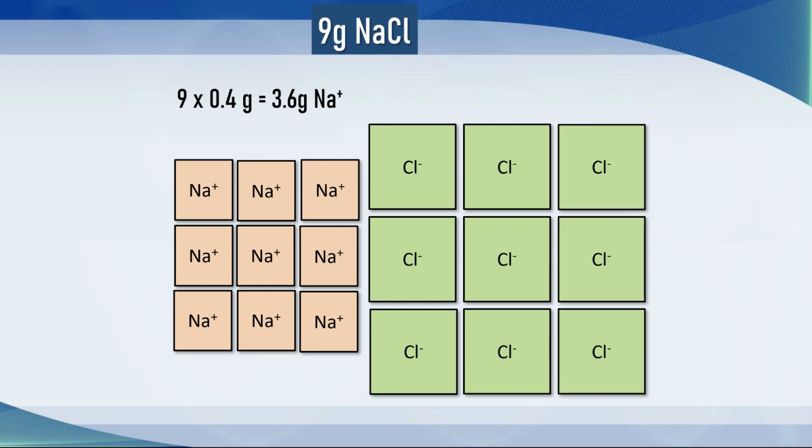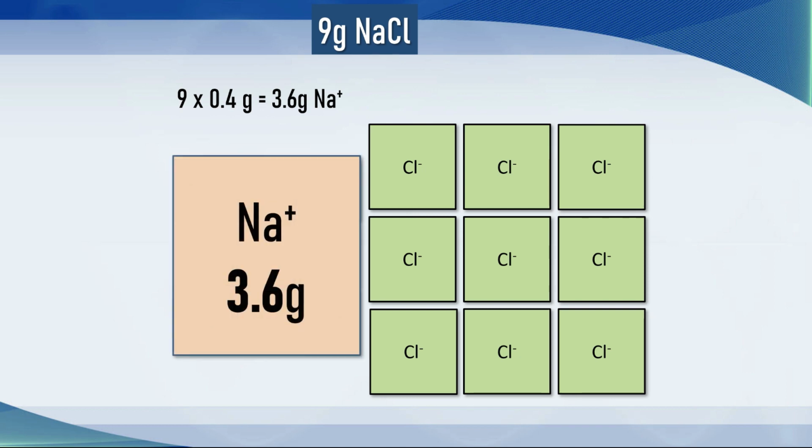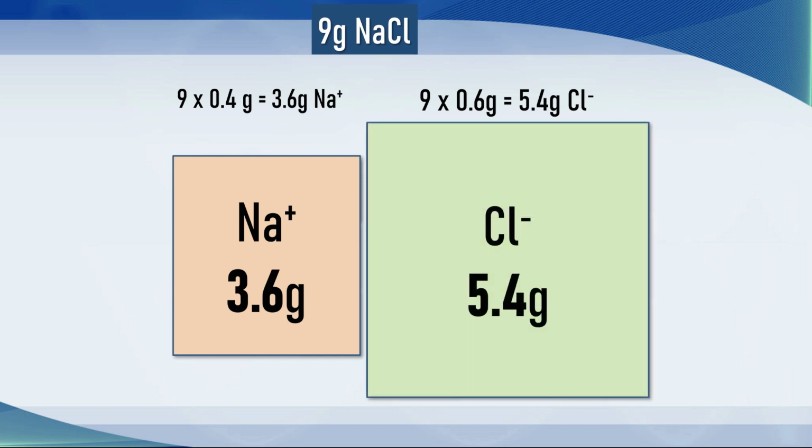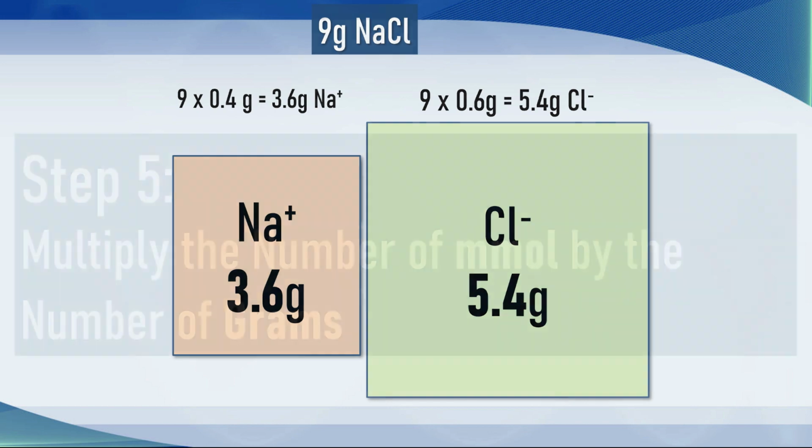So to work this out, 9 times 0.4 grams of sodium works out at 3.6 grams of sodium in 9 grams of salt. So that's 3.6 grams of sodium, and 9 times 0.6 grams of chloride equals 5.4 grams of chloride in salt. So 3.6 grams of sodium and 5.4 grams of chloride in that 9 grams of salt.